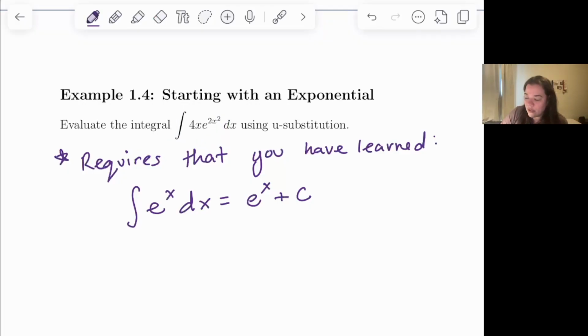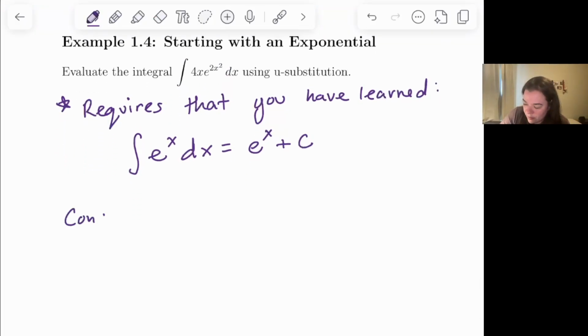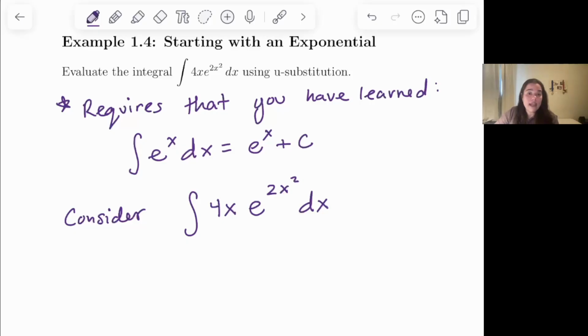So assuming that you've learned that, let's consider, just going to rewrite the original, 4x times e to the 2x squared dx. So this looks like a very, very complicated integration problem. What you need to do is look at it and ask yourself, do you see a function and some version of its derivative present? And I do. 2x squared has a derivative of 4x. It's all right there.